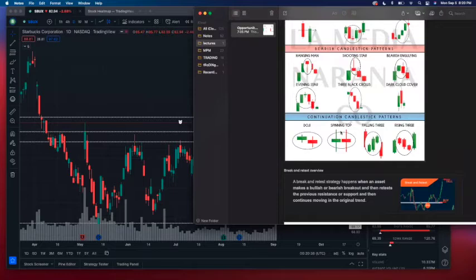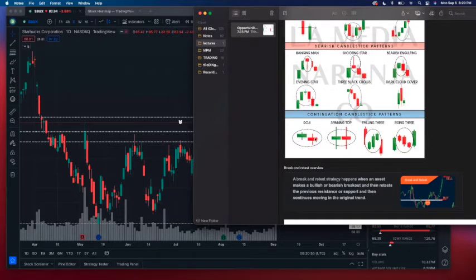I also like to pay attention to these because they signal indecision. You'll look for these at support or resistance, but the main concept is understanding there's indecision between these candles. Sellers and buyers are in agreement and they don't really know what they want to do.